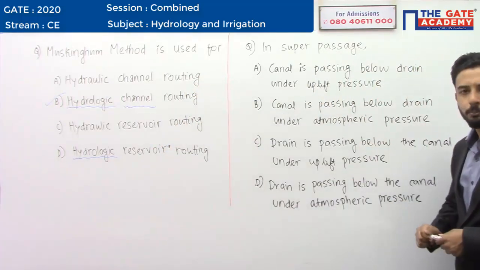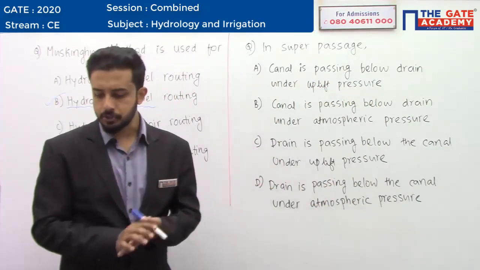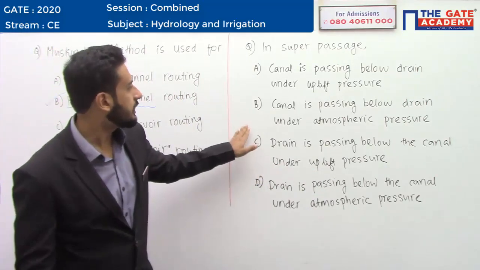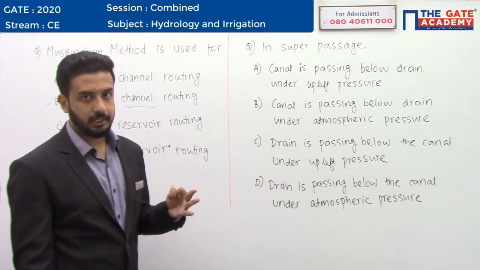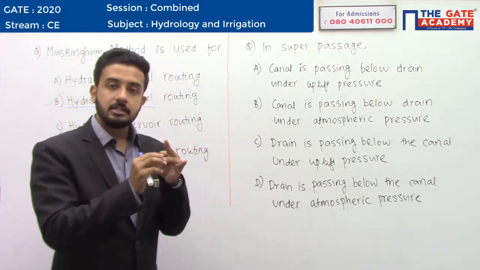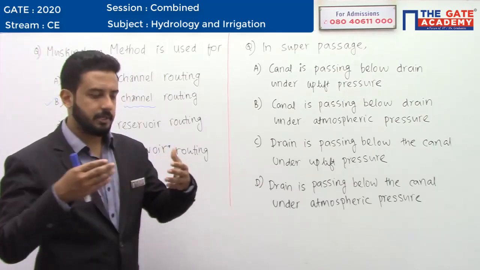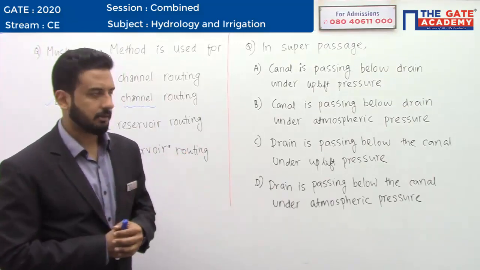Now coming to this super passage, we know we have different types of cross drainage structures. This is also from the chapter miscellaneous only. The topic will be cross drainage structures. We have 3 types of cross drainage structure. Either the canal is moving above the drain. Second type means the canal is moving below the drain. Third type means the canal and the drain both are meeting at the same elevation, right?